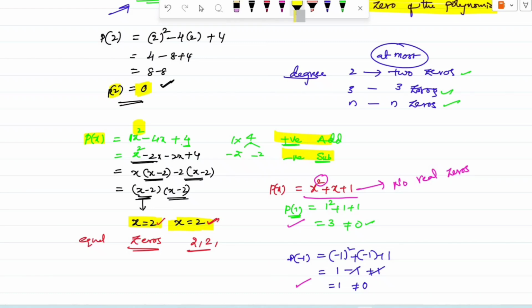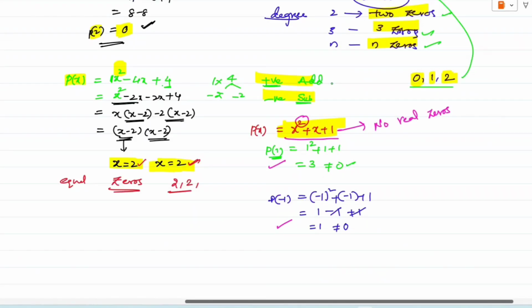Based on these examples, we can justify that it has at most two zeros, at most three zeros, at most n zeros. At most means the minimum is 0, then 1 and 2. So at most 2 means it may contain 0, meaning no real roots, or 1 real root, or 2 real roots. It includes all three possibilities, so we have to use the words at most two zeros. I hope you understand the topic polynomials well.